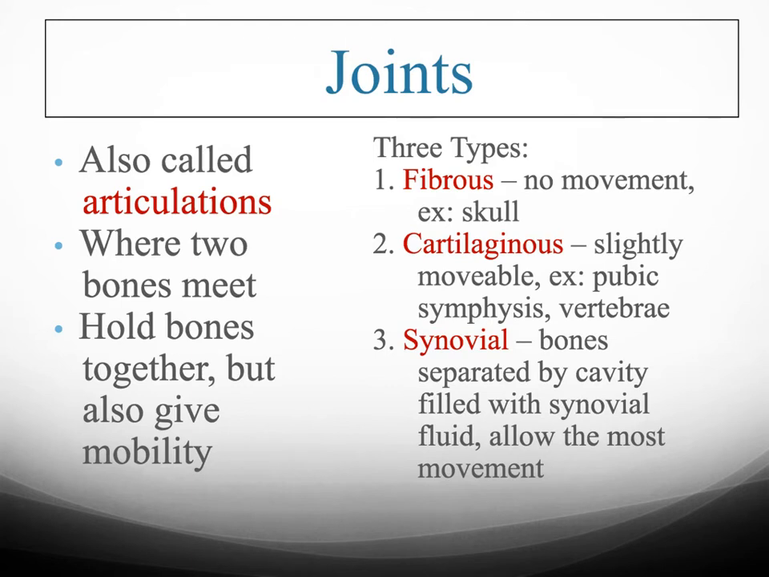Okay, now let's look at joints. Joints are also called articulations. This is where 2 bones meet. The joints hold bones together, but they also give you mobility. And there's 3 different types of joints. Fibrous, where there's no movement, like your skull. Cartilaginous, and I'm not saying that very well. These are slightly movable, kind of like your vertebrae and your pubic bone. And synovial. These bones are separated by a cavity filled with synovial fluid that allows the most movement.